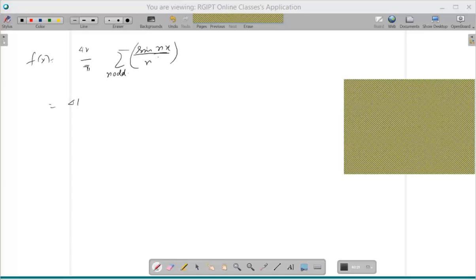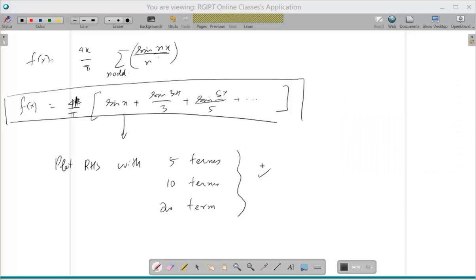That's a representation of my periodic function. Now I want you to do one simple exercise. Plot the right hand side with, let's say, 5 terms, 10 terms, 20 terms. Simple, you just have to plot. You can use MATLAB. You choose the k value to be some constant, it's up to you, and then just plot this and see what result you get.